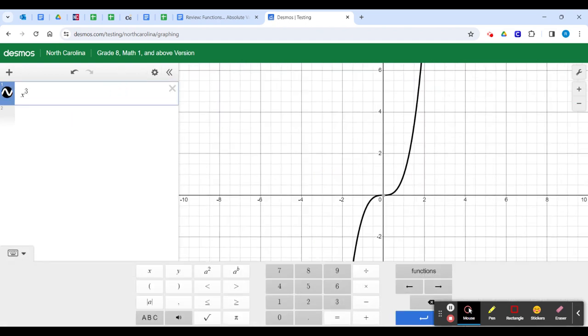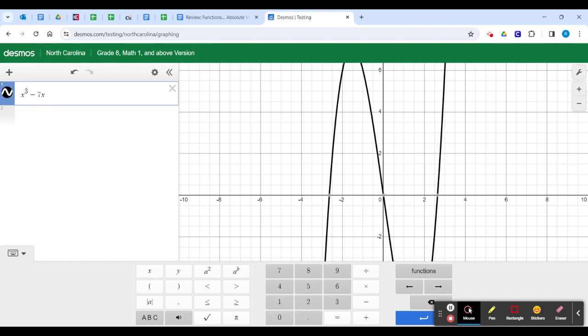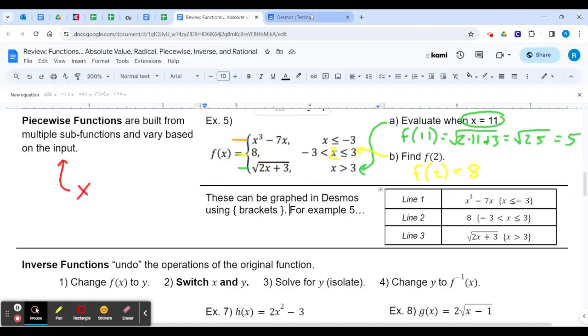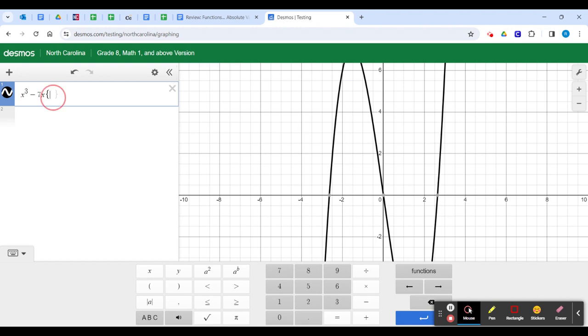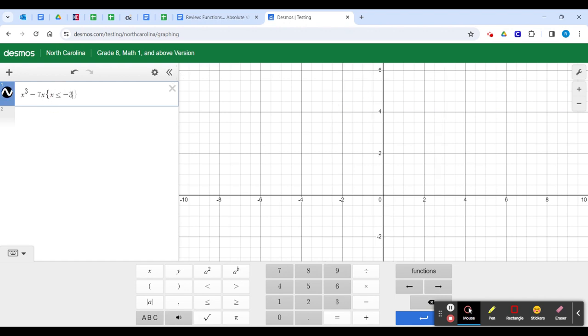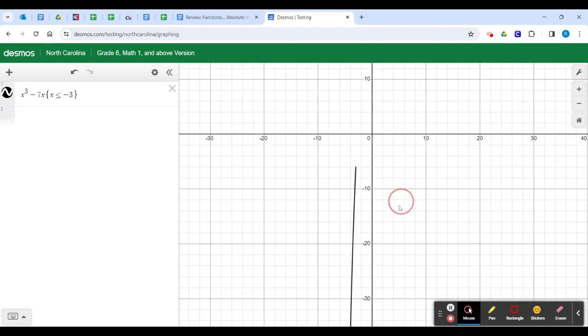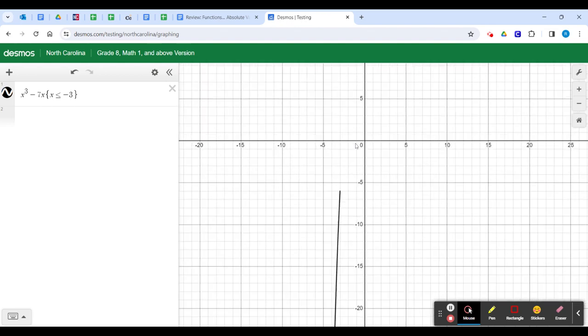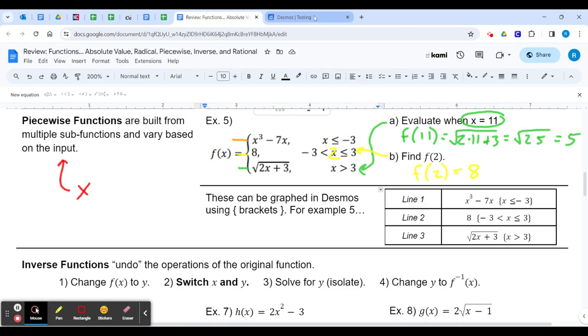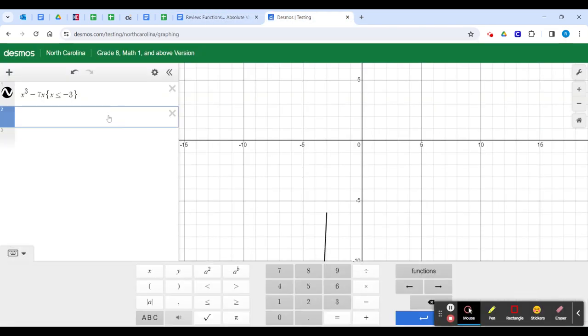I type x to the third minus 7x, and here are my squiggly brackets. Let's double check what we're typing in. We have x is less than or equal to -3. And we can see how that starts to populate on my graph, right? I have a function or a line here, and it gets cut off at a certain point, specifically -3. Let's keep going. The next portion of my function is 8, and that's going to happen from -3 less than x less than or equal to 3.